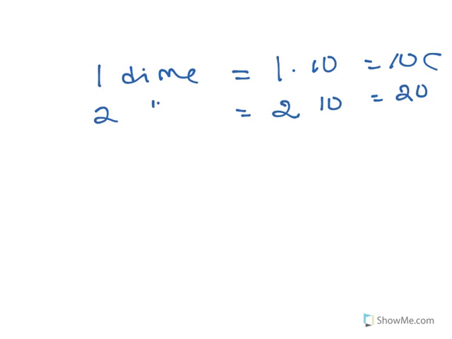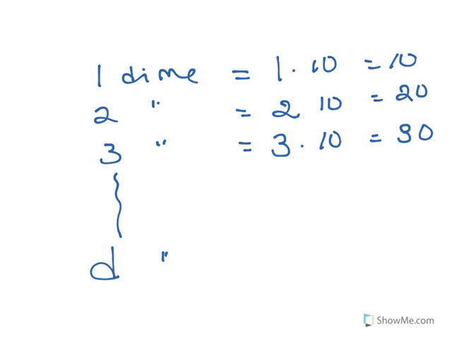See, I have a little eraser here. Okay, cool. All right, and then if I had 3 dimes, I would have 3 times 10, which is 30. Are you seeing the pattern? What if I had D dimes? Then I would have D times 10, and we would write that 10D. So that's kind of a huge example, and that was number 4.